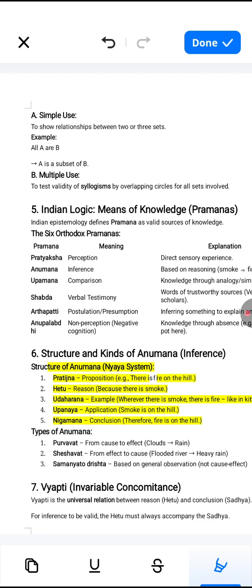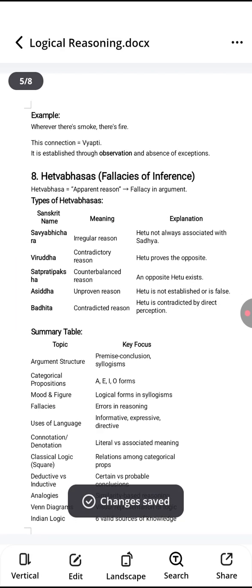Next we have Hetuabhasa. These are the fallacies of inference. Hetuabhasa is equal to apparent reason and fallacy in argument. These are the types of Hetuabhasa. First we have Savya Vichara, that means irregular reason. For example, hetu not always associated with sabdya. Next we have Viruddha, that means contradictory reason. For example, hetu proves the opposite.